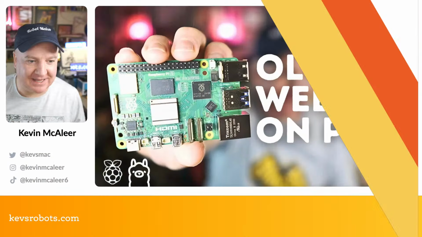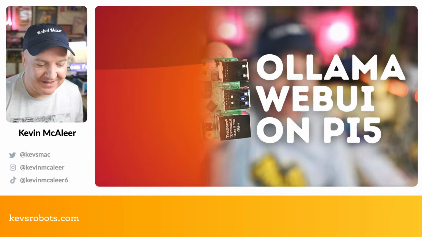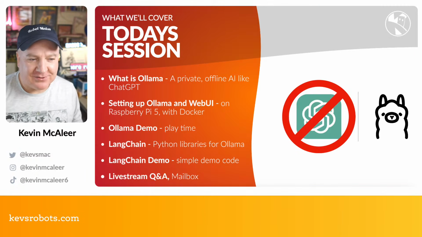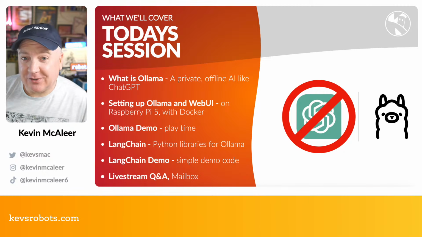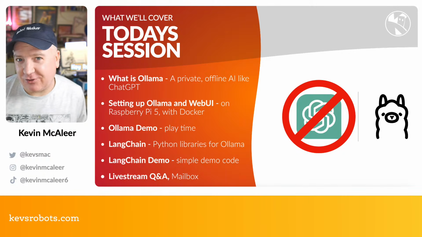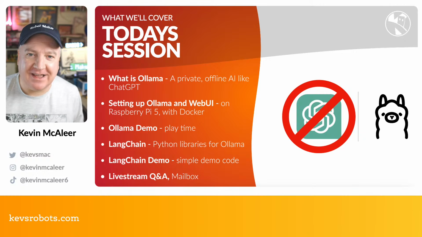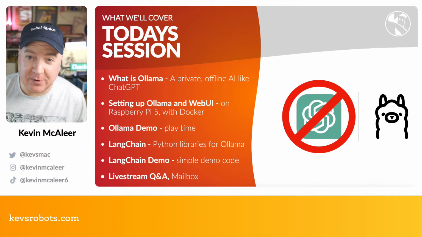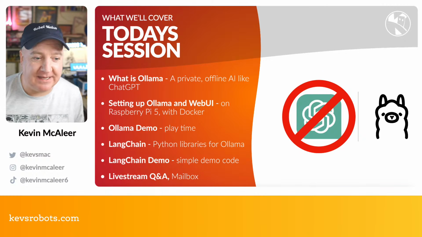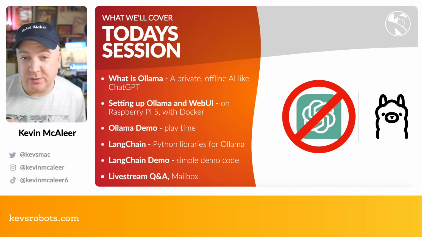Okay, let's get over to our slides and then we'll get straight into the demo like we have done the past 3 weeks. That seems to have gone down really well. So today's session is all about something called Ollama. It's a private offline AI like ChatGPT clone, but it's far better because it's free and it's something that you can run without sending any data to the cloud. We're going to show you how to set up Ollama and WebUI, which is the bit that makes it look just like ChatGPT, on a Raspberry Pi 5 using Docker.